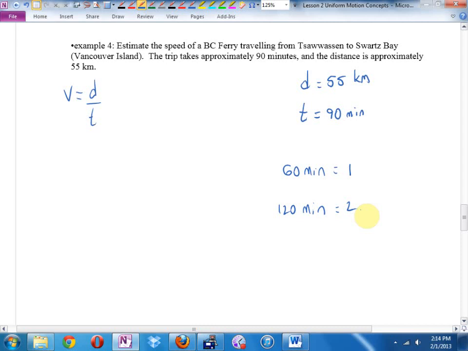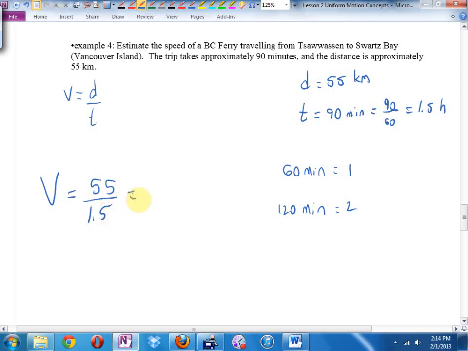What do you do to go from minutes to hours? Divide by? 60. 60 divided by 60 is? 120 divided by 60 is? 90 divided by 60 is, and Sarah knew this already, but we can prove it. You know what 90 divided by 60 is? Darn right, it's 1.5. And now we're good. Speed equals 55 divided by 1.5.